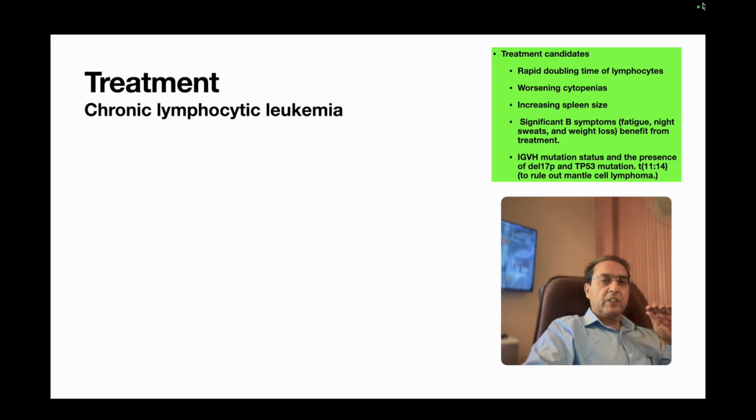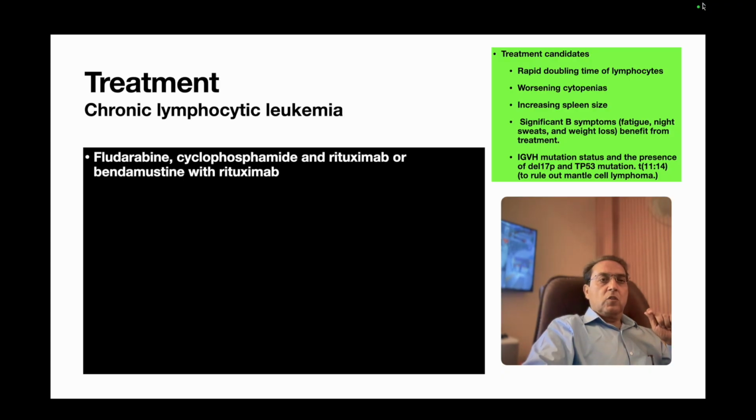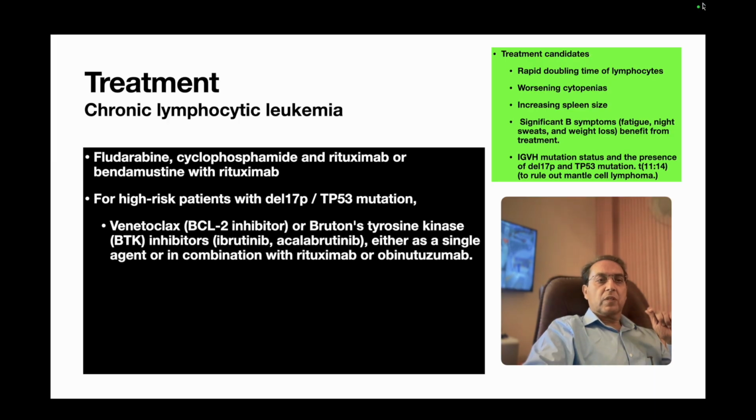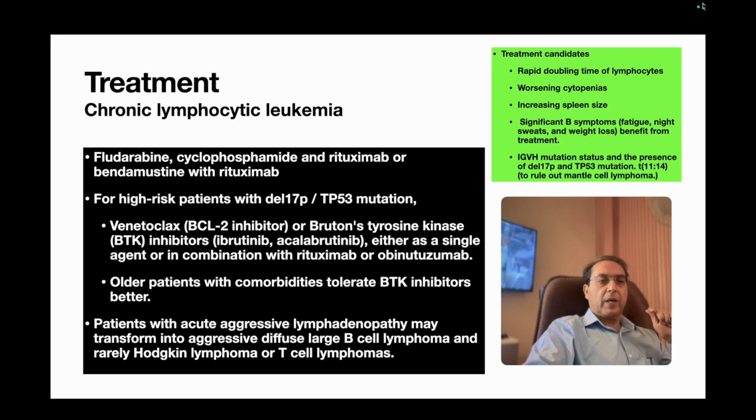Some of these patients may fare well with the treatment and some of them are high-risk patients. So we can use fludarabine, cyclophosphamide, and rituximab or bendamustine with rituximab. For high-risk patients with deletion 17p or TP53 mutation, we can go for venetoclax or Bruton's tyrosine kinase inhibitors like ibrutinib, acalabrutinib, either as a single agent or in combination with rituximab or obinutuzumab. Older patients with comorbidities tolerate the Bruton's tyrosine kinase inhibitors better.